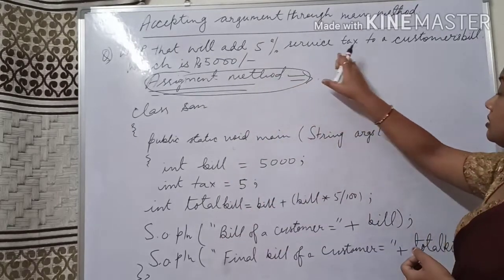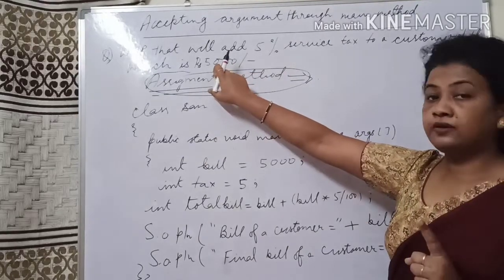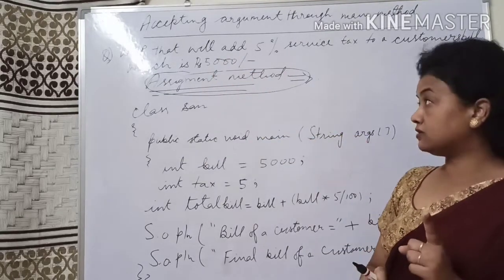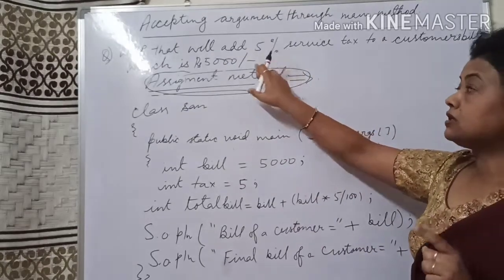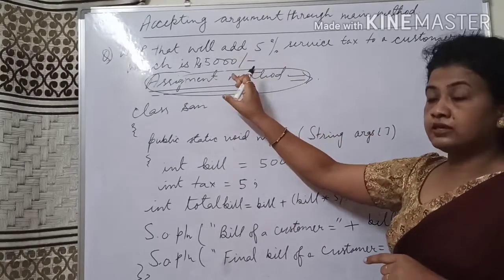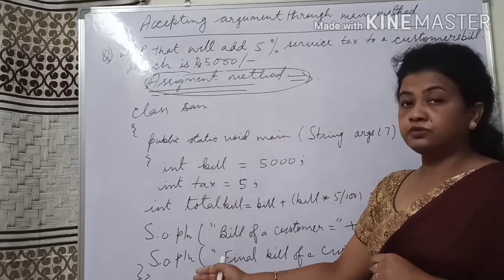My question is, see, the bill is also assigned, means the value is assigned, that is 5,000, and no one can change this value. The service tax is also given here, that is 5%, means the values are assigned here, so that is called assignment method. Now here we start a program.